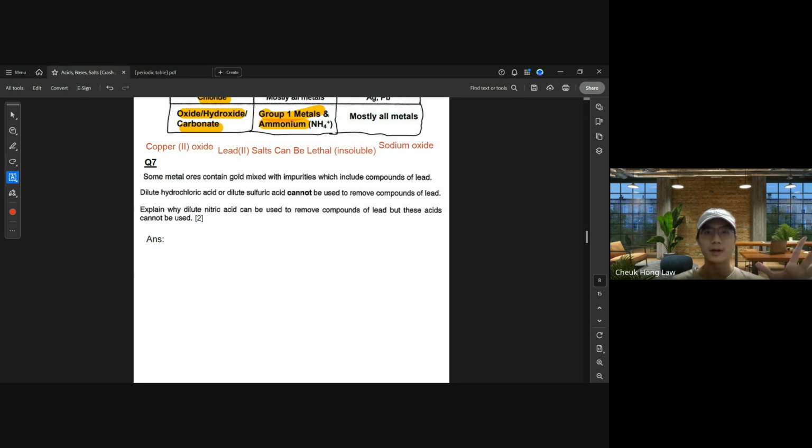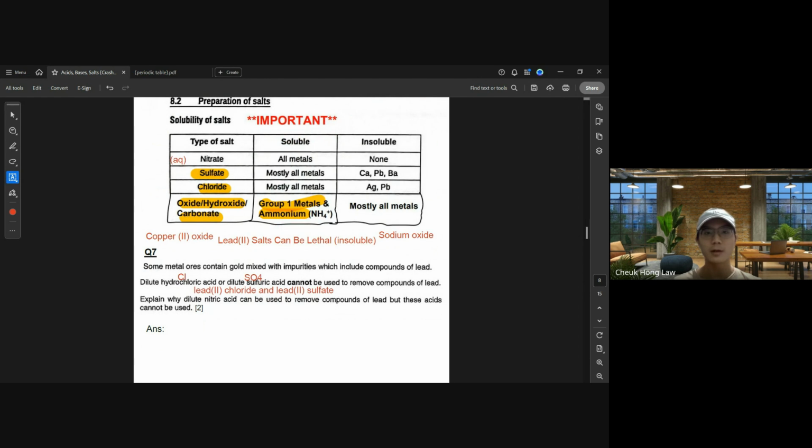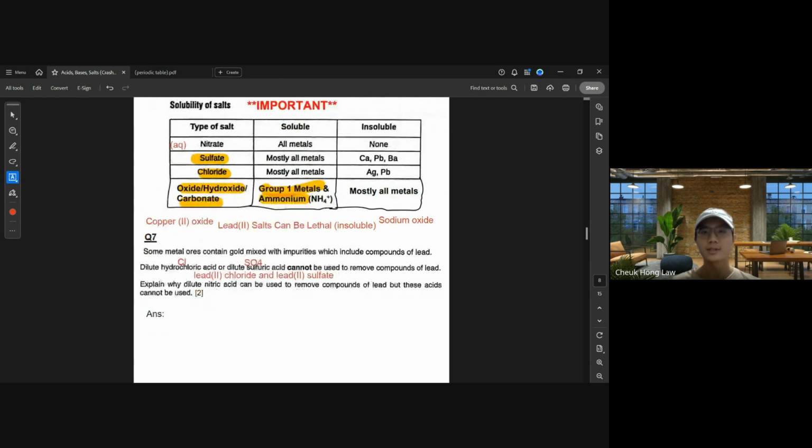So they're all acids, right? And they're all strong acids. The only difference is the elements that it contains. So hydrochloric acid, it contains chlorine. Sulfuric acid, it contains SO4, which is sulfate, the sulfate ion, SO4 2-. Then when it reacts with lead, it actually forms lead-2 chloride and lead-2 sulfate. If we look at the solubility table, for sulfates and chloride, lead-2 sulfate and lead-2 chloride, they are all insoluble in water.